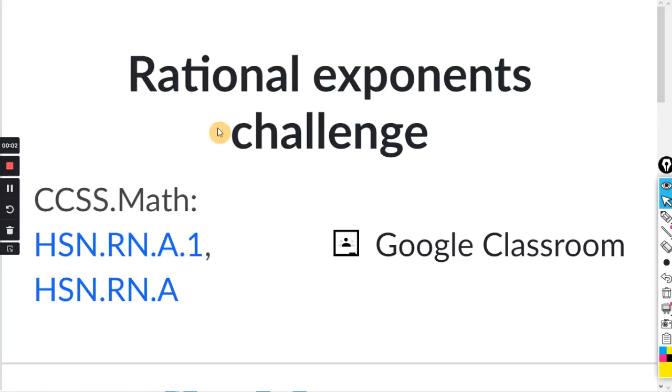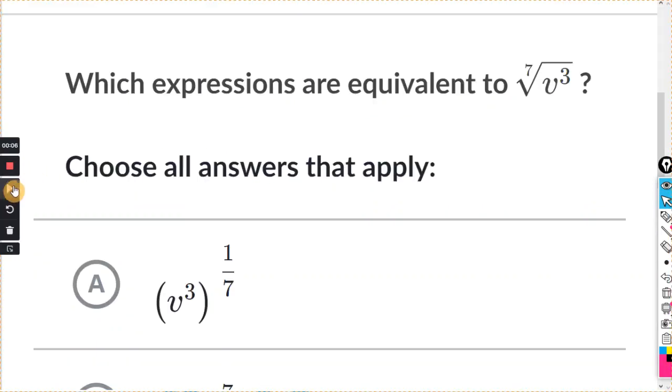This will be for the Khan exercise, Rational Exponents Challenge. They want us to say which expressions are equivalent to the 7th root of v to the 3rd. Choose all answers that apply.